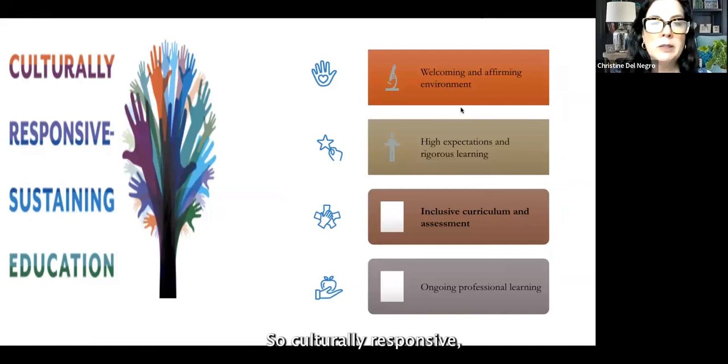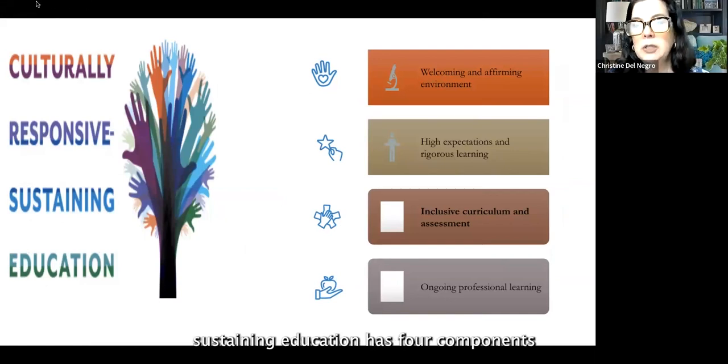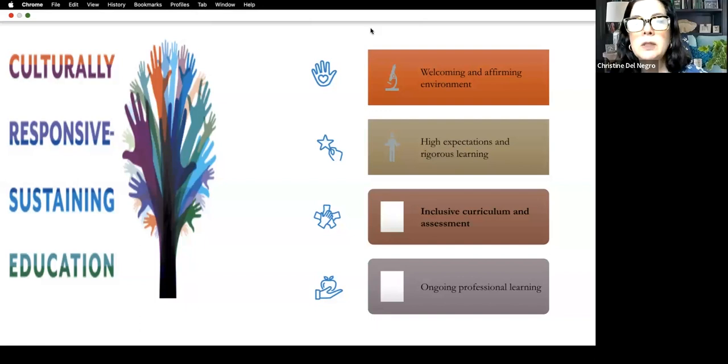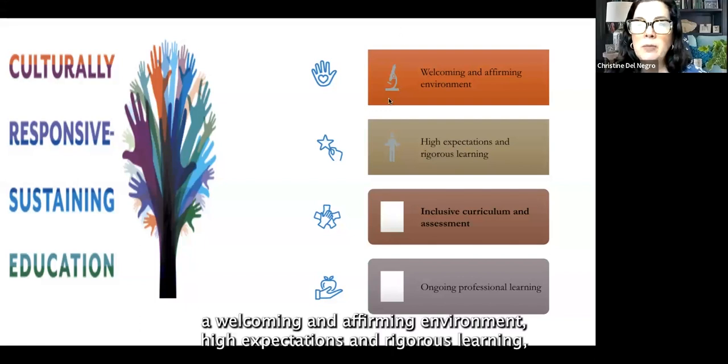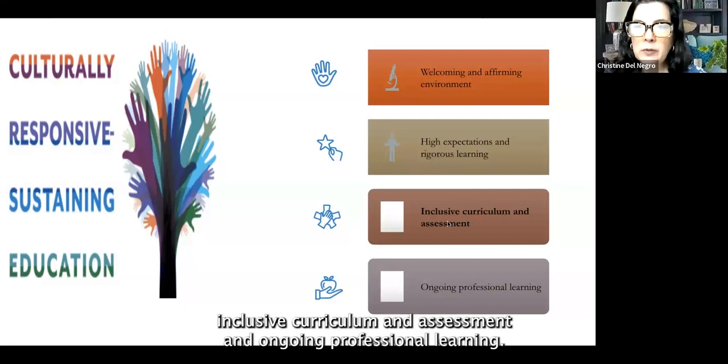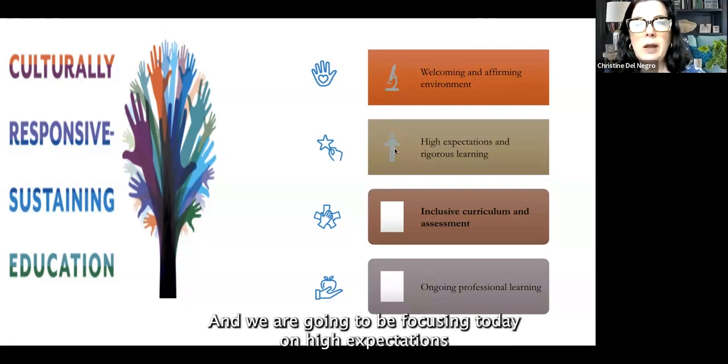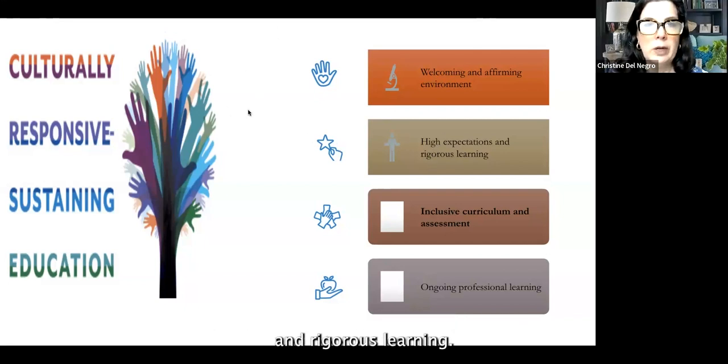So culturally responsive, sustaining education has 4 components: a welcoming and affirming environment, high expectations and rigorous learning, inclusive curriculum and assessment, and ongoing professional learning. And we are going to be focusing today on high expectations and rigorous learning.